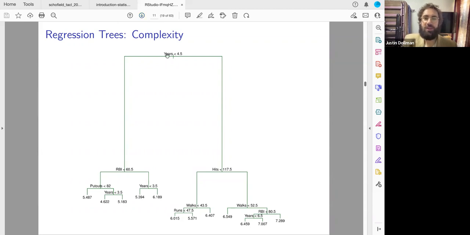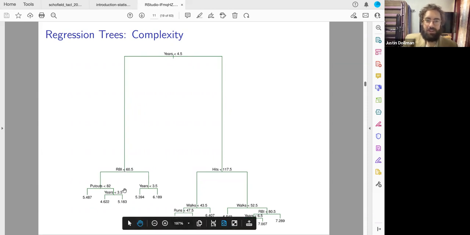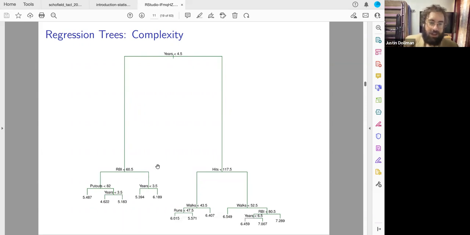All right, so here, notice what happens. This is the original split, years greater than or less than 4.5. Previously, that just went to a leaf node, or leaf. But now here we see that there's RBIs down here, put outs, years. So it is much bushier. There are many more terminal nodes, and there are now 5 where there was once 1. And down on the right-hand side of the split, there are now a lot.